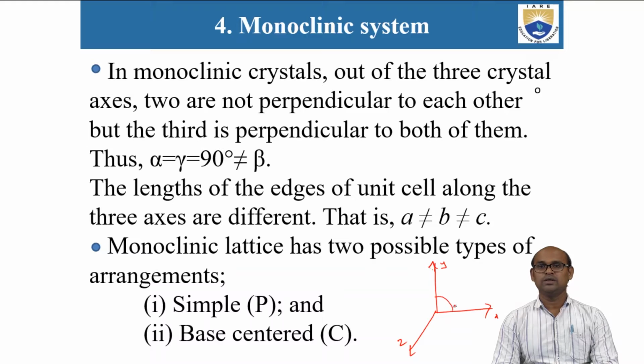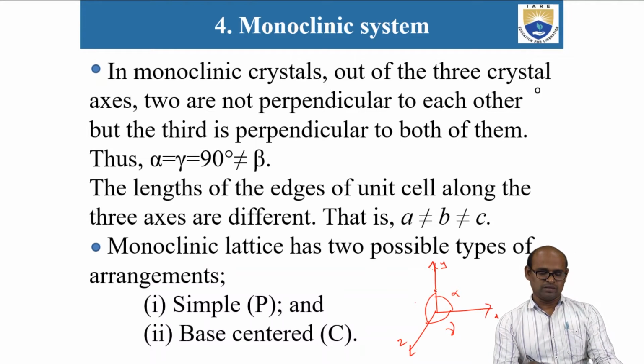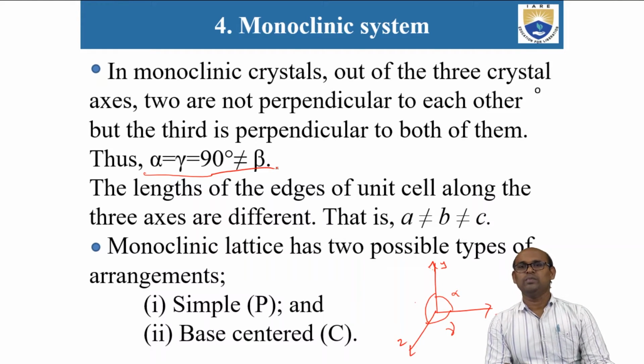Out of these 3, 2 are perpendicular to each other. So alpha is equal to gamma is equal to 90 degrees. Let me put this as gamma. So alpha and gamma are perpendicular, but beta is not perpendicular to the remaining. So alpha is equal to gamma equal to 90 degrees, but not equal to beta. Only 2 axes are perpendicular to each other.